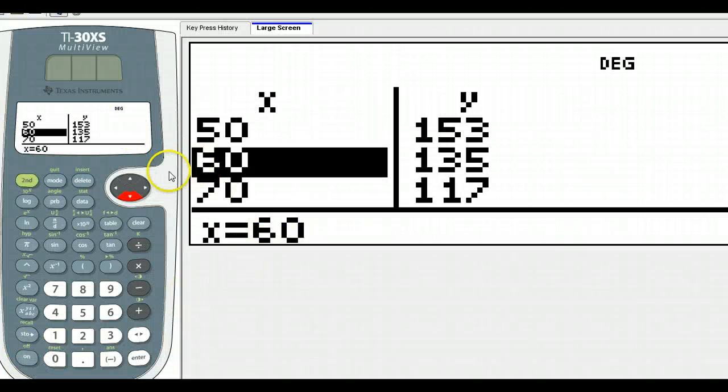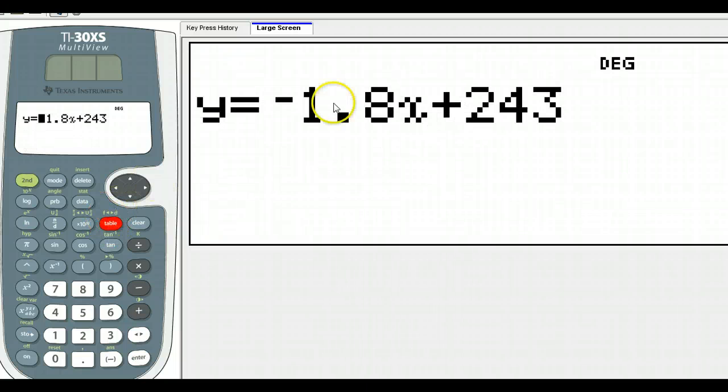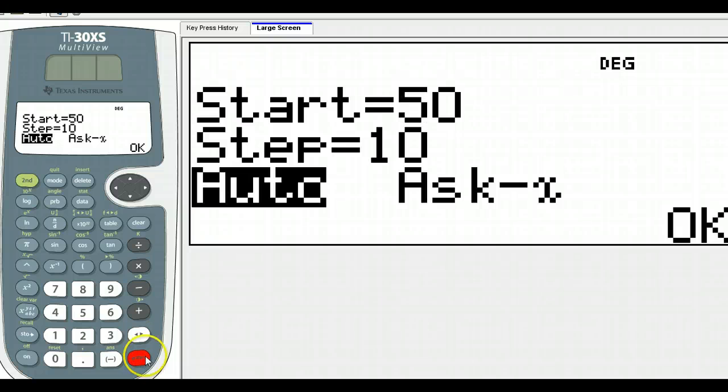So here we are back at the calculator. I still have Larry's information in here. But if I just hit the table button again, so I'm still looking at Larry's equation with his 243 start weight. Let's see if I hit enter right now. So I'm still going to let it start at 50 for right now, but I'm going to go ahead and let the step be 1 week at a time.